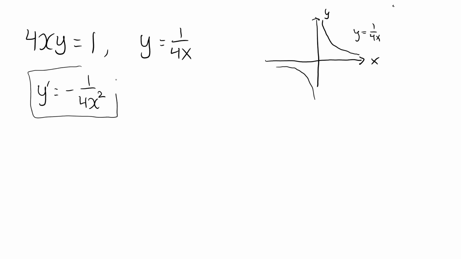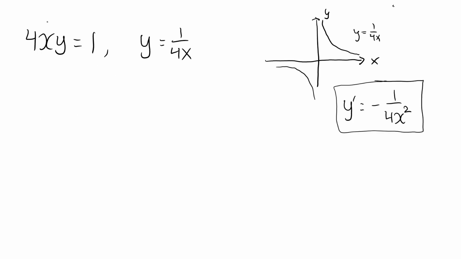Let's check that we get the same answer using the method of implicit differentiation. First, the left-hand side is a product of 4x and y, but remember, we must treat y as a function of x. That is, the left-hand side is 4x multiplied by another function of x. This means that we must begin by using the product rule. The first term in this product is 4x and the second term is y.